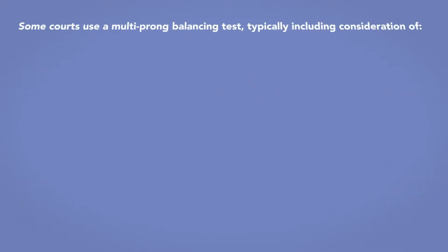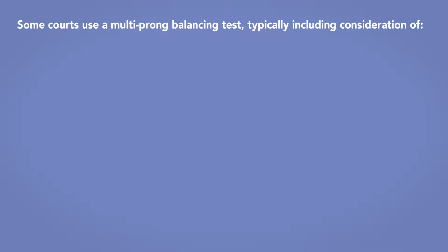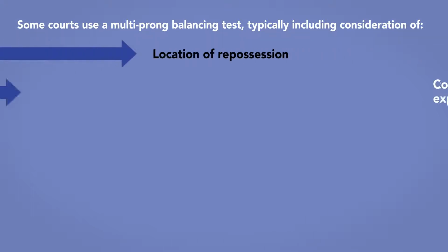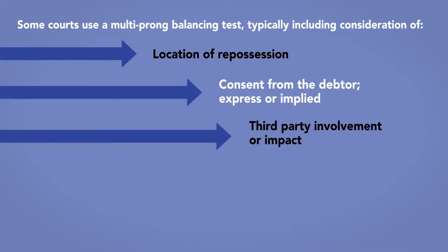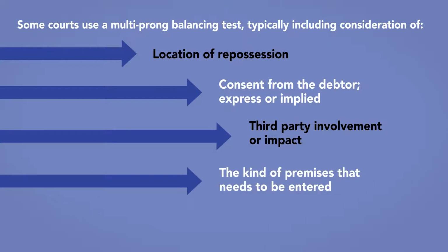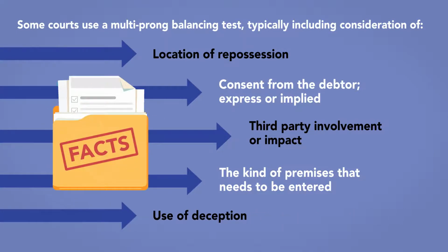Instead, some courts use a multi-pronged balancing test, typically including consideration of: 1. Location of repossession. 2. Consent from the debtor, express or implied. 3. Third-party involvement or impact. 4. The kind of premises that needs to be entered. And 5. Use of deception, if any. Other courts simply analyze the facts of each case without a framework.